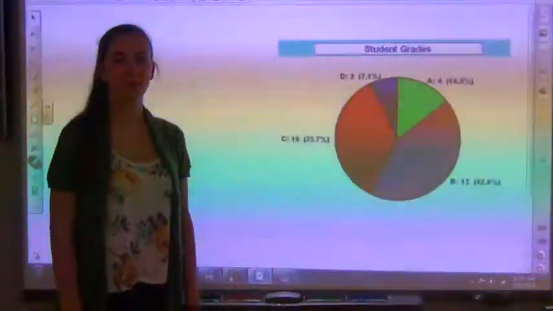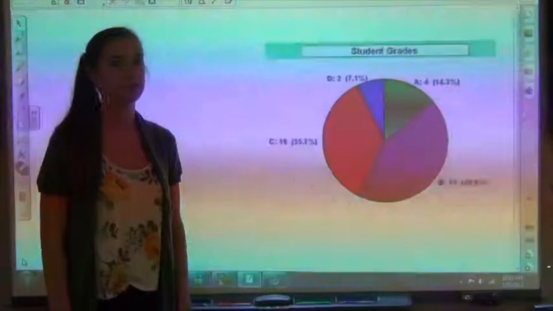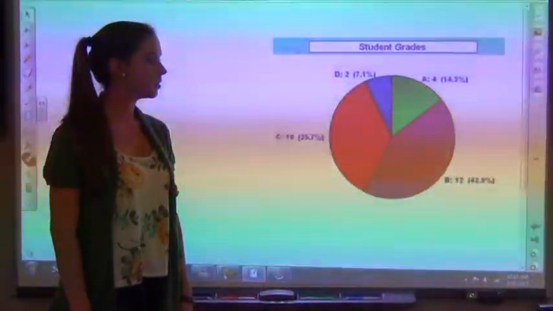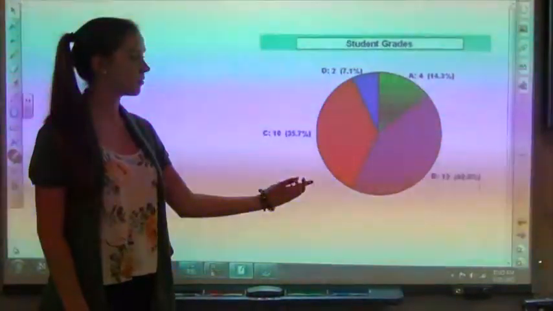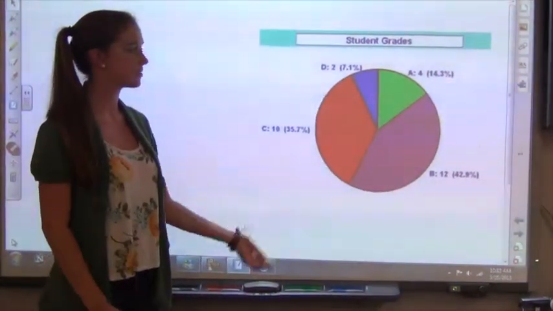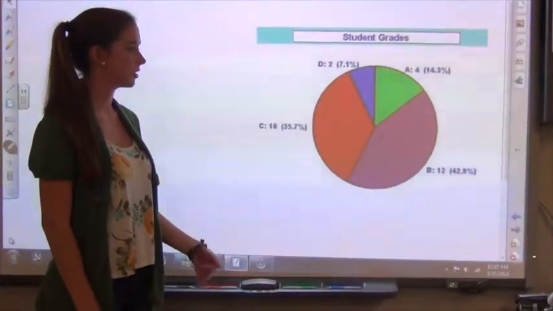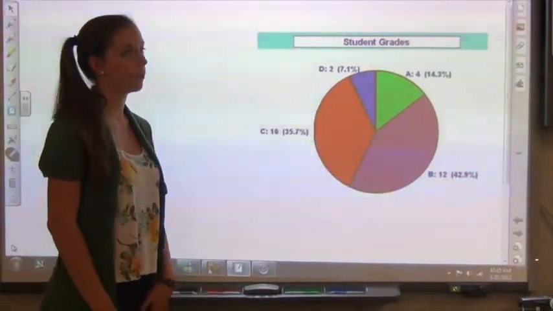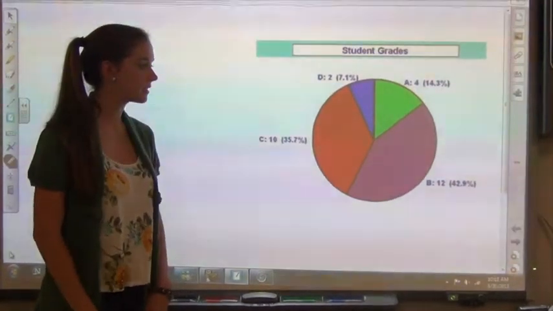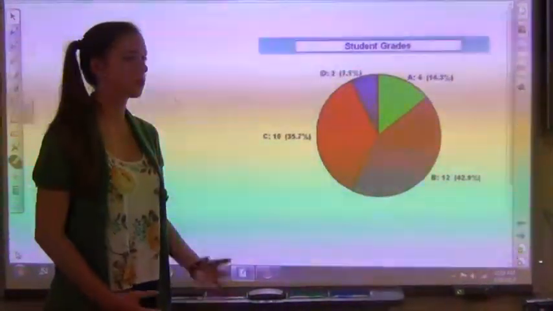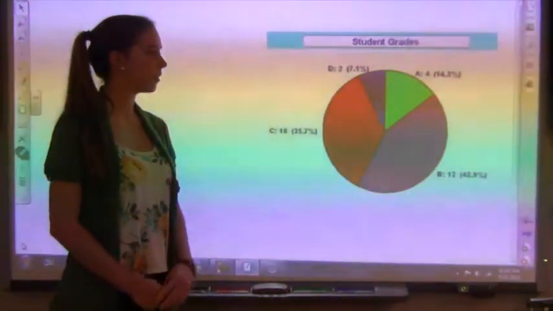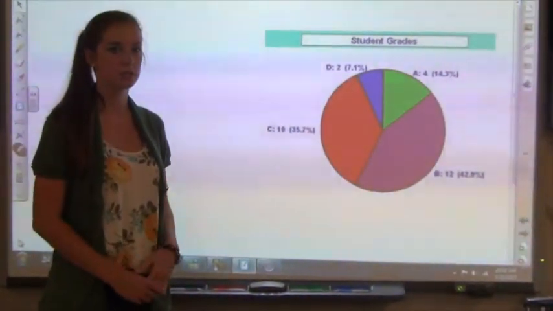So our first example of describing categorical data is going to be with this pie chart. And you start out with describing your maximum and minimum. So in this example, B students would be the maximum value because the greatest percentage have Bs, which is 42.9%, and the lowest percentage have Ds, which is 7.1%. So putting that in context, that would mean that most of the students are average B students and very few are D students.